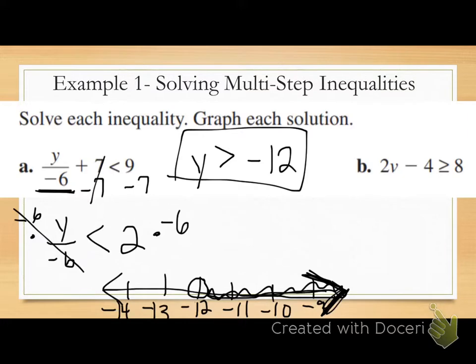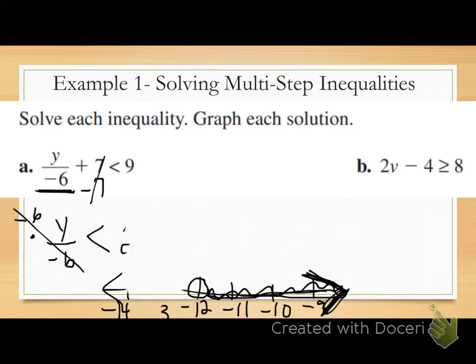We still feel okay about solving inequalities? Okay. Can I erase and move to letter B? Yes. Just going to give myself enough room here.